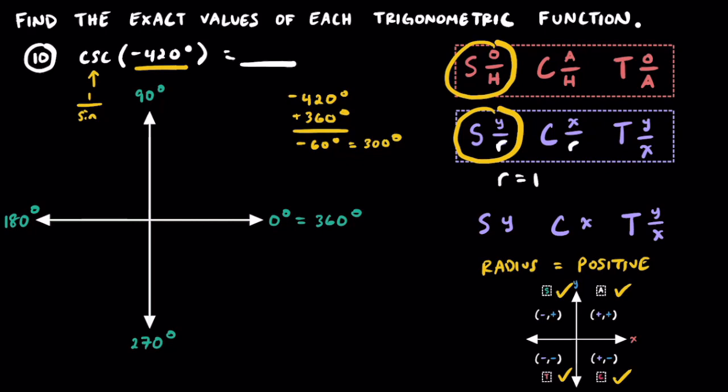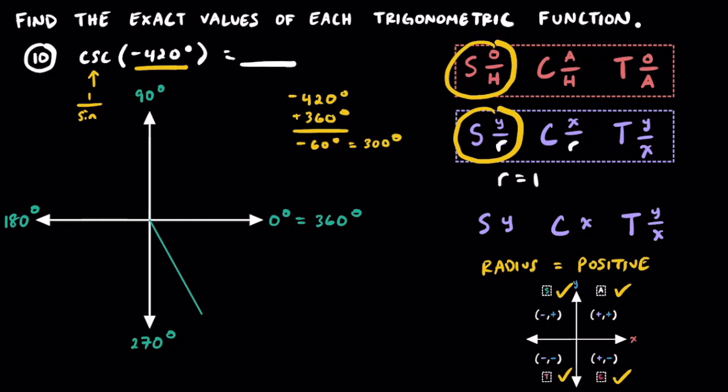So where is 300 degrees? Well, that's moving all the way around, and 300 would be somewhere over here. That's going to be 30 degrees past 270. Or if you want to start at 0 degrees and just move 60 degrees clockwise, then you'd also end up in the same location. So either one's going to be okay.